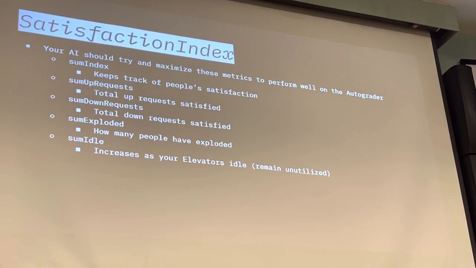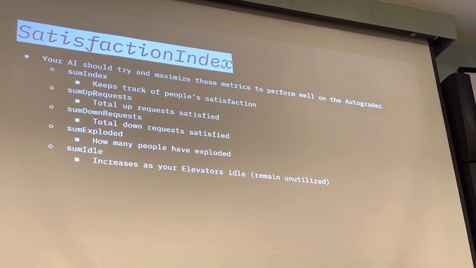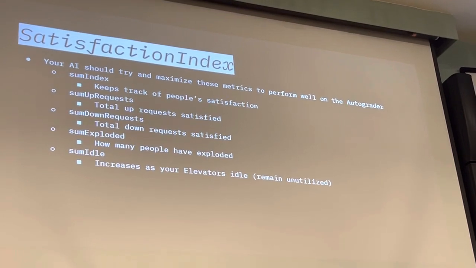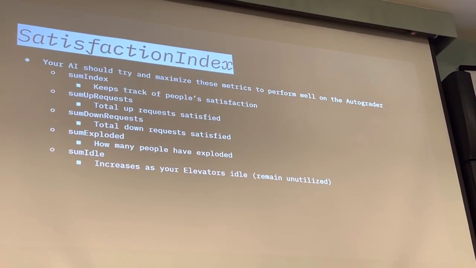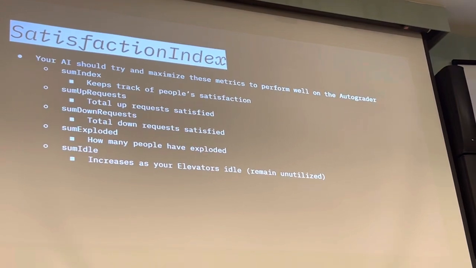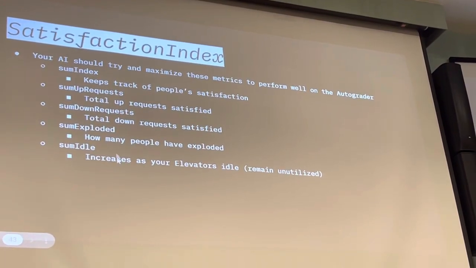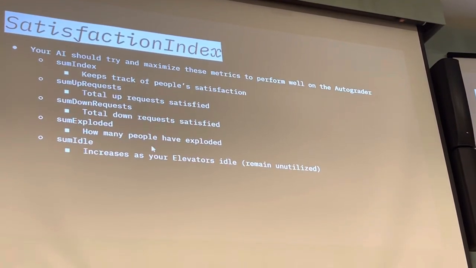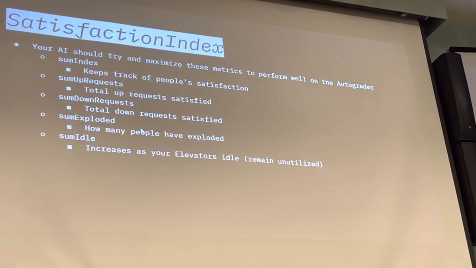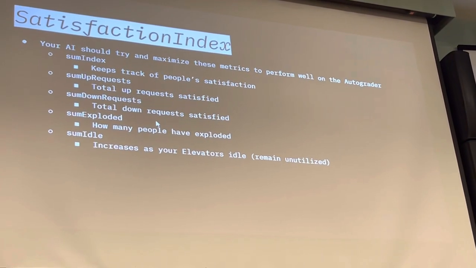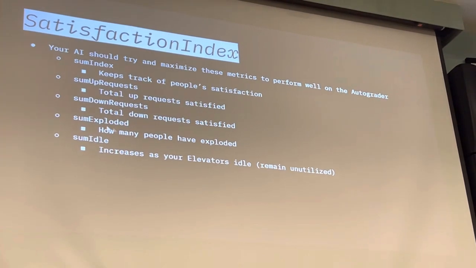make some choices. Maybe you want to make choices if the sum of up requests is greater than the sum of down requests. Or anyway, you have so much creative freedom with the reach, so you can decide. And then sum exploded is how many people have exploded so far. You definitely want to keep this as low as you can. And then sum idle.